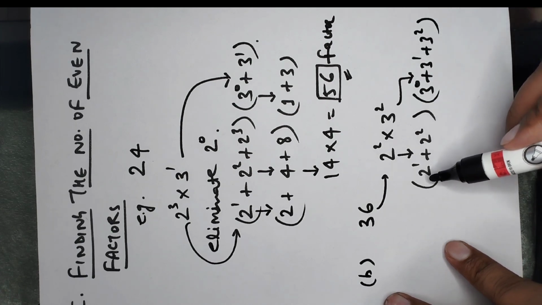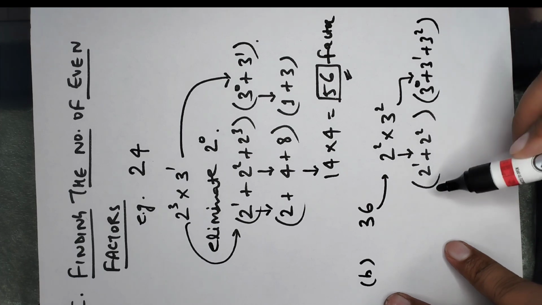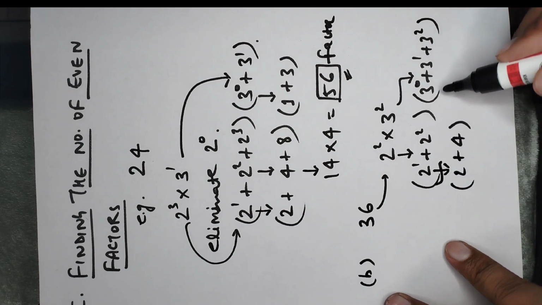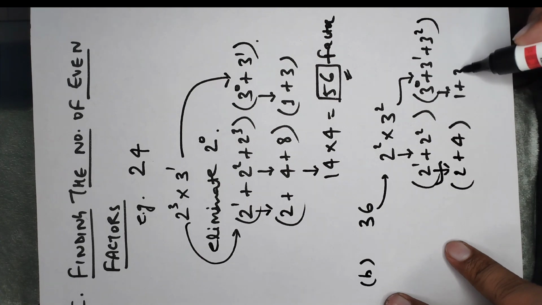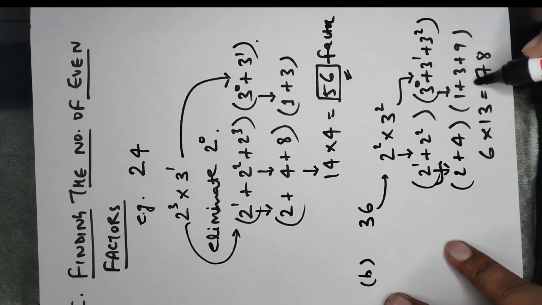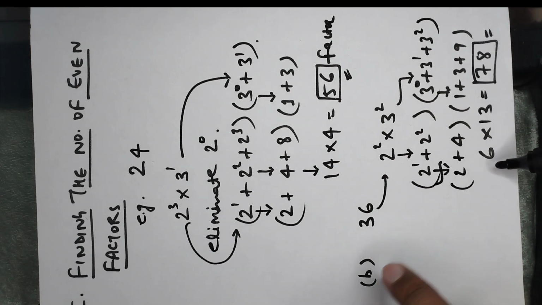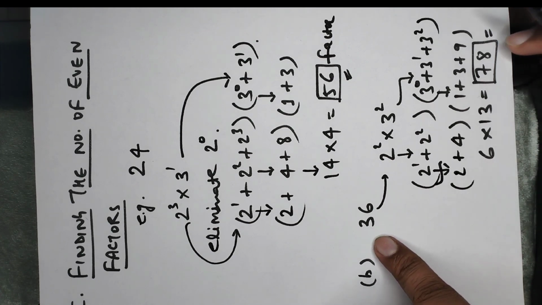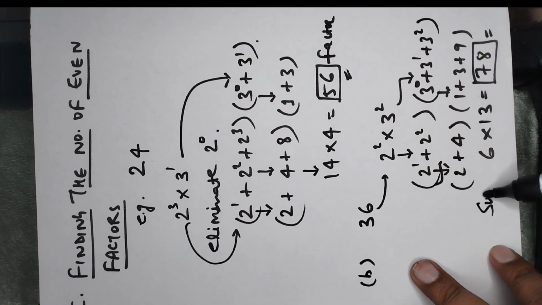Now you only have to eliminate 2 raised to the power 0. We don't have to eliminate 3 raised to the power 0. So writing the respective values, this is 2, this is 4, this one is 1 plus 3 plus 9, this is 6, and this is 13. Now 13 times 6 is 78. So I can say that the sum of all the even factors of 36 is 78. That is, if you find the factors of 36 and only add the even factors, their sum will be 78.